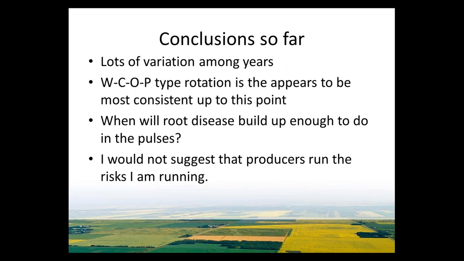So the conclusion so far in this study is that there's lots of variation among the years. The wheat, canola, oat, pea type rotation appears to be the most consistent up to this point, but I will say that I'm biased towards that because I think it's probably a better type of rotation, and I may just be wishful thinking. We'll see what happens over the long term.